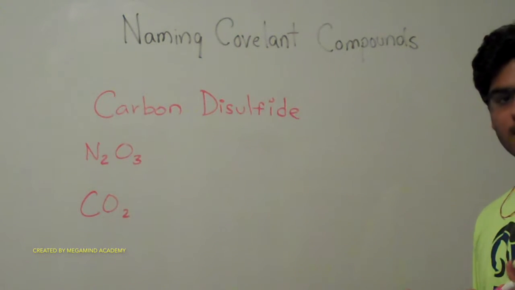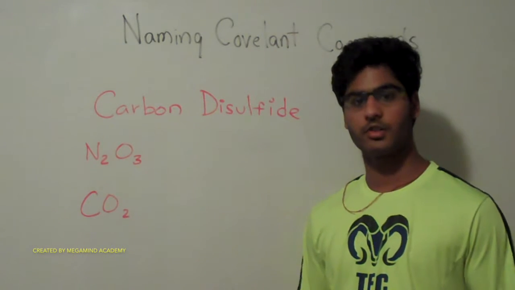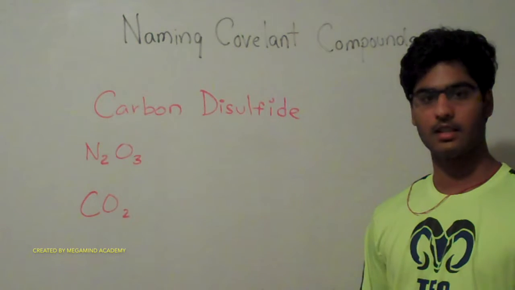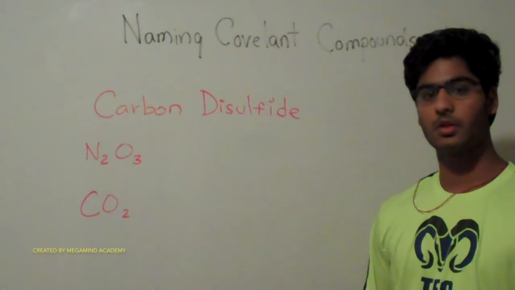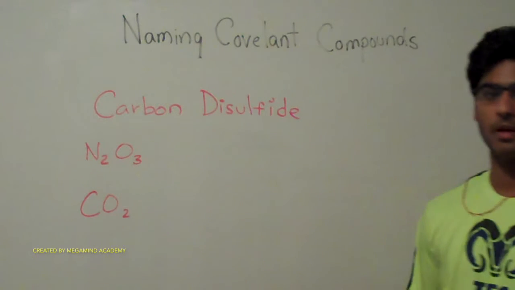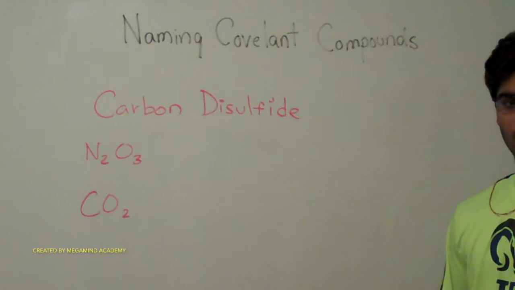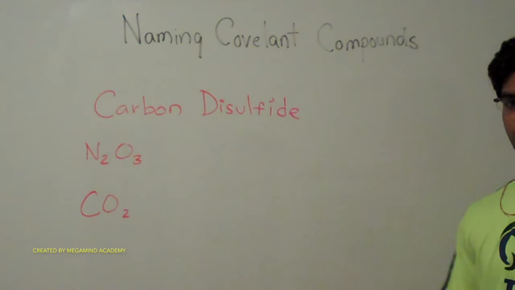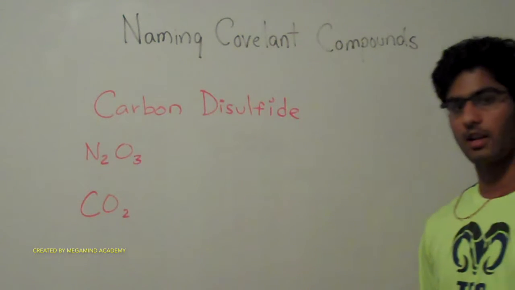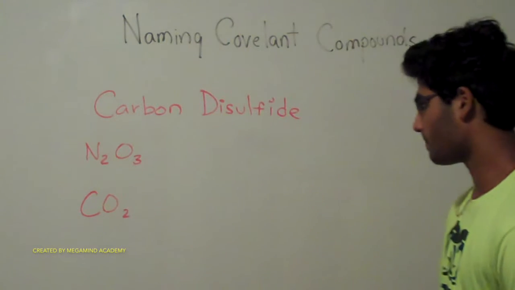So before we even get started, let's first get just a general understanding of what covalent compounds are. Covalent compounds are basically the covalent bonds between two nonmetals. So basically it's when two nonmetals bond, those are covalent bonds. And covalent compounds are compounds which have two nonmetals. Alright, so now that we've gotten that sorted, let's go on to how to name them.